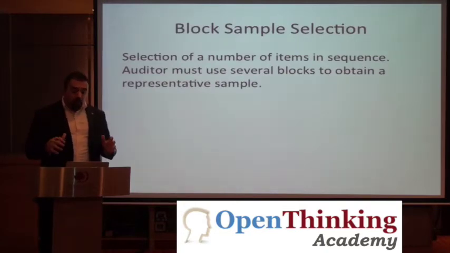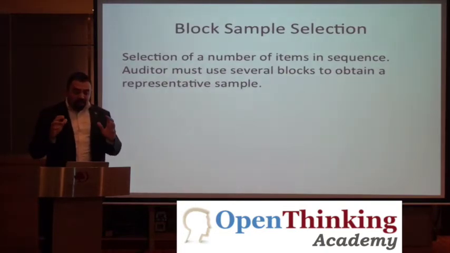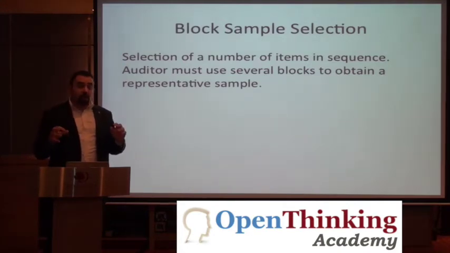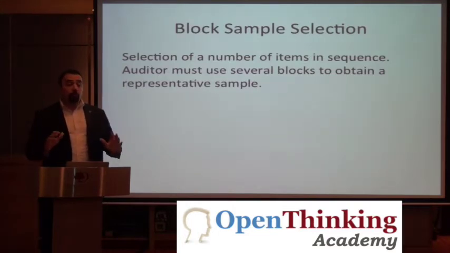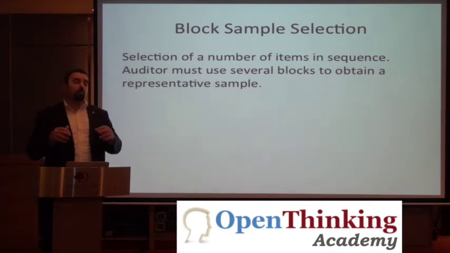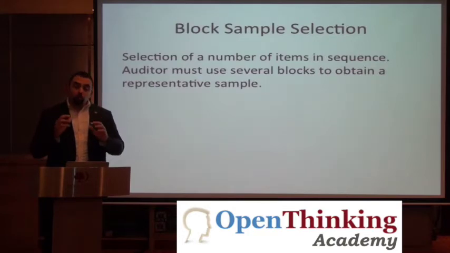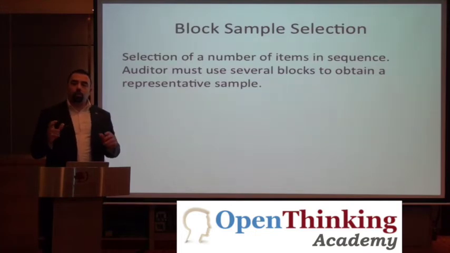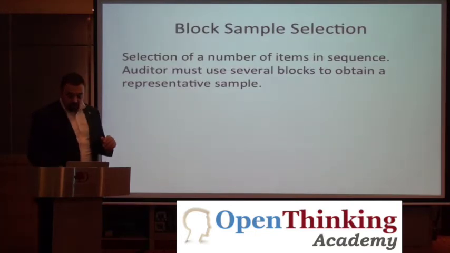Another way of doing it is selecting a block sample, which is selecting a number of items in a sequence. The auditor must use several blocks to ensure it's representative. So we say in the year, we will select the month of May because maybe it's the summer, they are not going to be working as hard as in the winter, or we select the month of December because it's the end of the year, not everyone in the office is actually focusing, everyone is trying to celebrate. So we can select a block sample and we say, this block sample is representing how everything is happening in this month, because we believe most likely the issues or the errors or the mistakes are happening in that period.